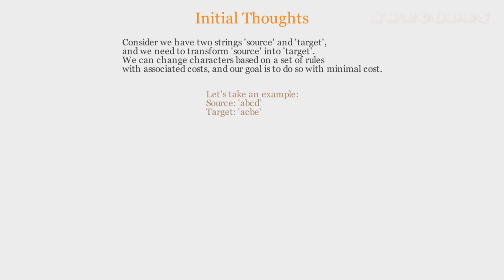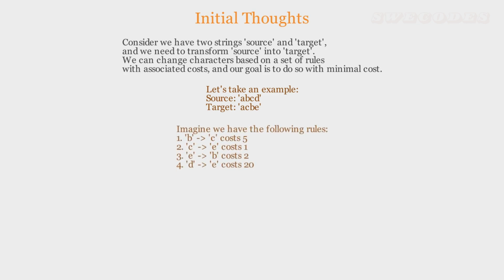Let's look at an example to make this clearer. Say our source string is ABCD, and our target is A, C, B, E. We have a set of rules for changing characters, each with its own cost. For instance, changing B to C costs 5, C to E costs 1, and so on.